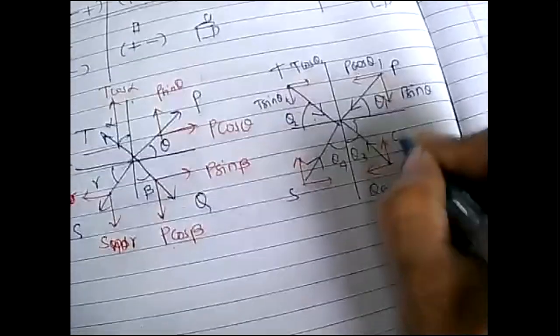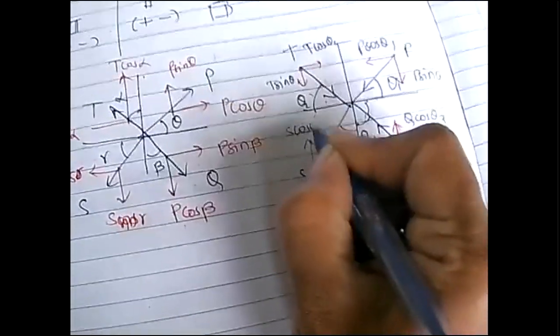Likewise, inclinations will be there. I'll write down for this also Q sin theta 3. This will be Q cos theta 3. Why? Because the inclination is with vertical, so the vertical component will become cos. And here also S is there, so S cos theta 4, S sin theta 4. Likewise, we are supposed to resolve the forces. This is what perpendicular resolution is about.